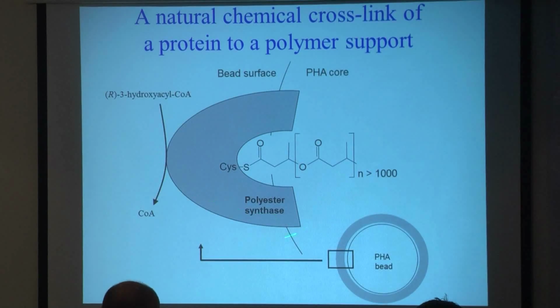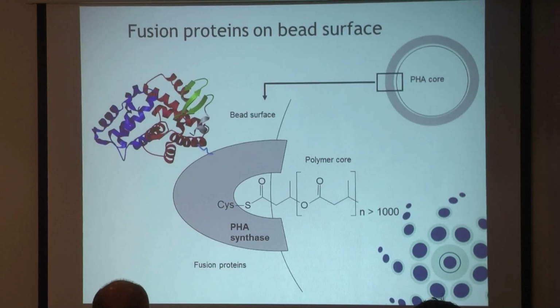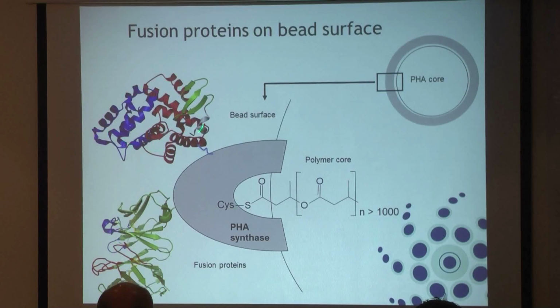So we have done a lot of work around this polyester synthase as it attaches to the polyester core. We have looked into the biochemistry, structure, topology of this particular enzyme, and then came up with the possibility to engineer protein functions into that protein on a genetic level without impacting negatively on the ability of the enzyme to make those polyester beads. And then you can add further proteins, further antigens, enzymes, whatever protein function you desire, peptides.